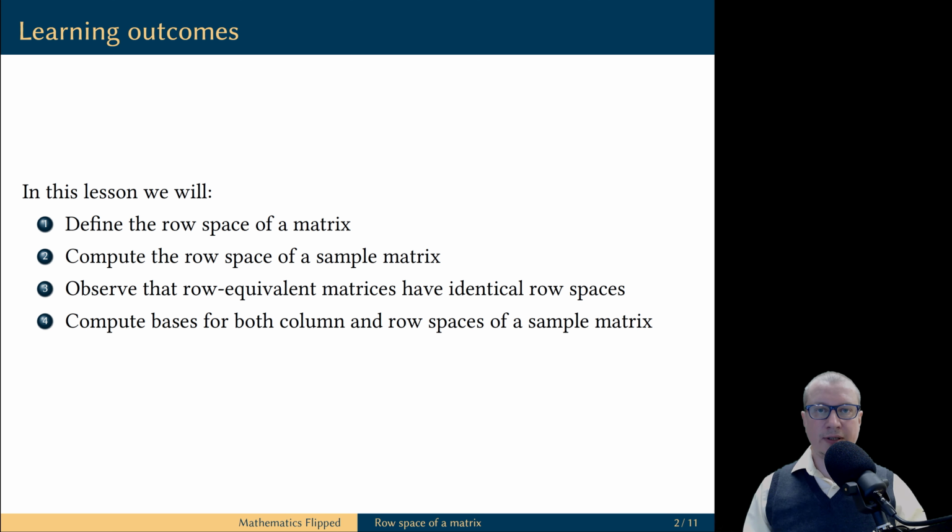In this lesson we will define the row space of a matrix, we will compute the row space of one matrix, then we will observe that row equivalent matrices have identical row spaces, and finally we will come up with a procedure that computes basis for both column space and row space of a matrix in one single go.